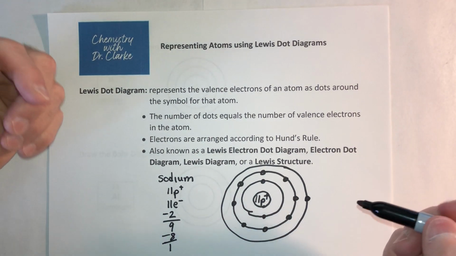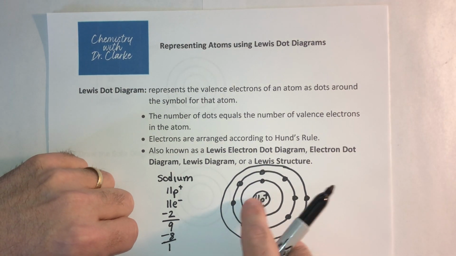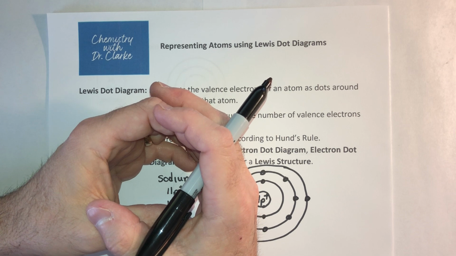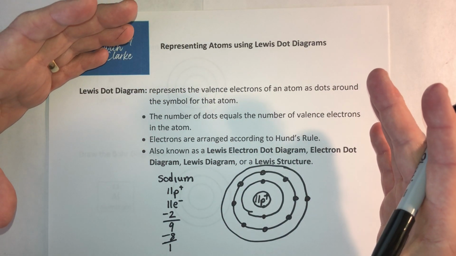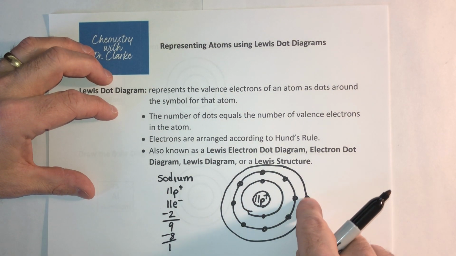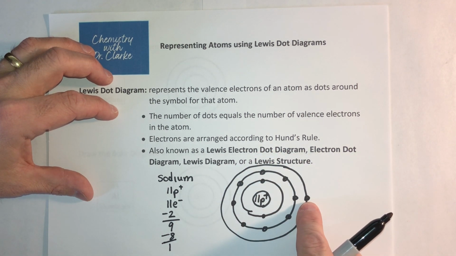Now I can use this Bohr diagram to represent an atom. It shows me my nucleus, it shows me my electrons, it shows me that the electrons are living in the first orbital, 2, second orbital, 8, third orbital, 1. It shows me my number of valence electrons, right? Valence electrons are the number of electrons in the outermost ring, and there is 1.